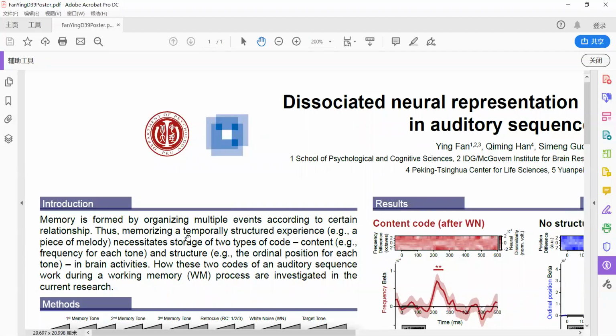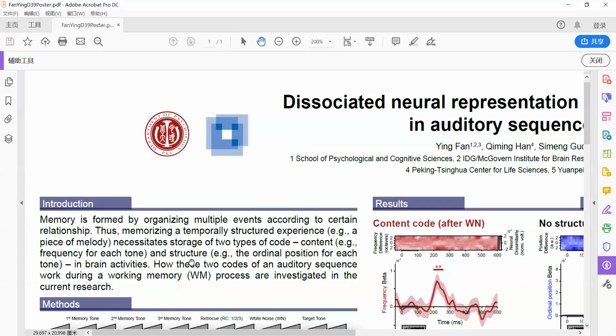Thus, in order to memorize a temporally structured experience like a piece of melody, we need to store two types of code in our brain. The first one is the content code, which is the frequency of each tone, and the other one is the structure code, which is the ordinal position of each tone. Only if you have both the content and structure code in the brain can you remember the piece of melody successfully.